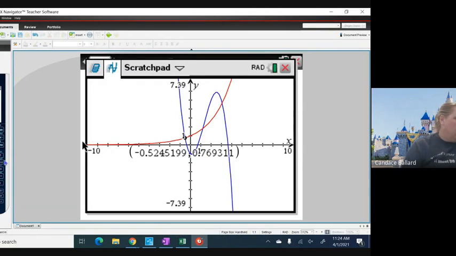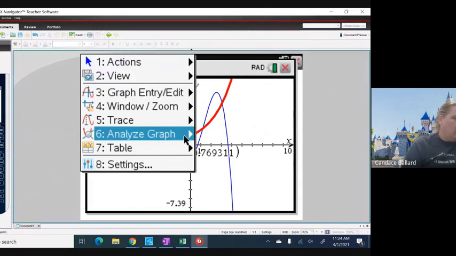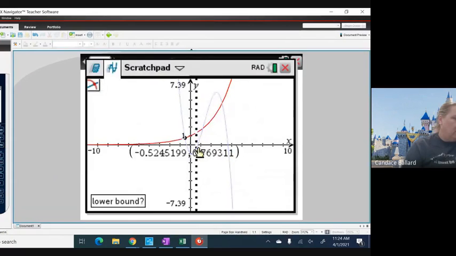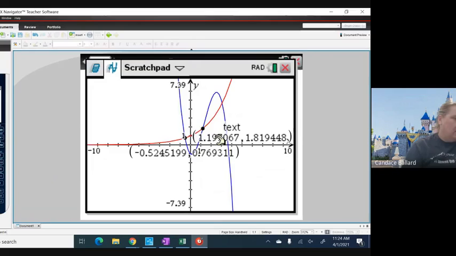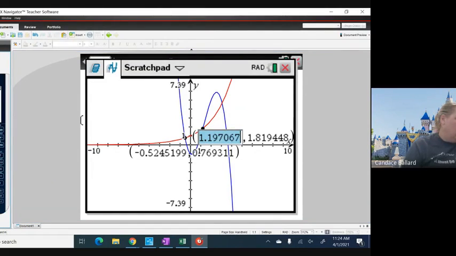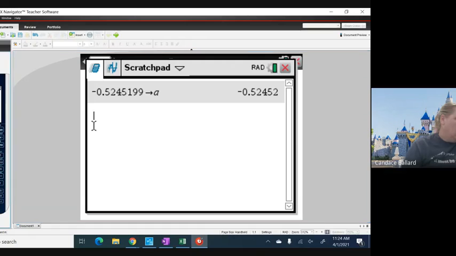All right, we're going to do the second one. Menu, analyze graph, intersection, to the left, to the right. I'm going to double click the value. Control C. Go back to my calculator page. Control V. Okay. And then Control var, and we're going to store it in B. Enter.